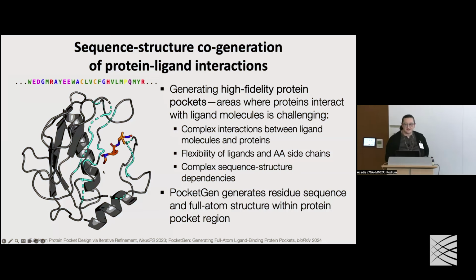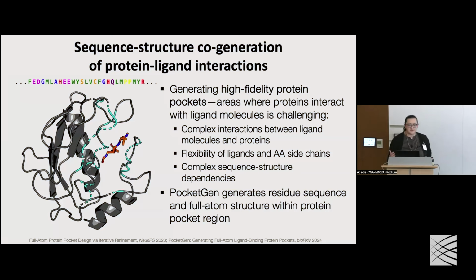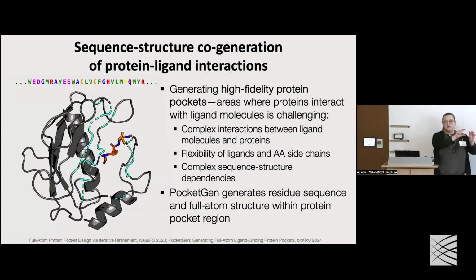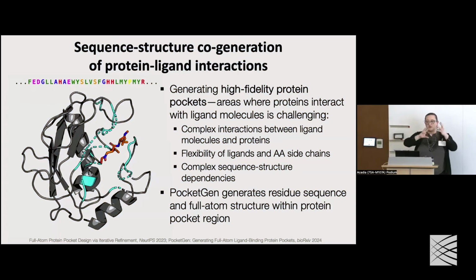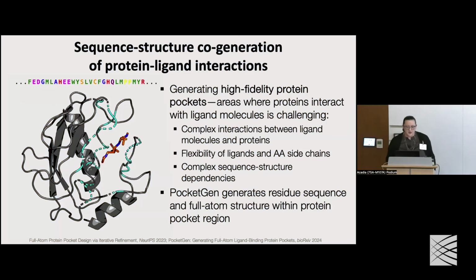Generating such high fidelity protein pockets is quite challenging. It's still a big challenge for generative deep learning models in the field. There are numerous reasons why this is challenging, because there are complex interactions between ligand molecules and proteins that we want those ligands to bind to. There is lots of flexibility between ligands and amino acid side chains. And there are also complex sequence-structure dependencies when we go from a linear chain of amino acids to actually see how those fold into residues and what are the interactions between atoms in three-dimensional space. And so PocketGen is addressing these broad challenges.